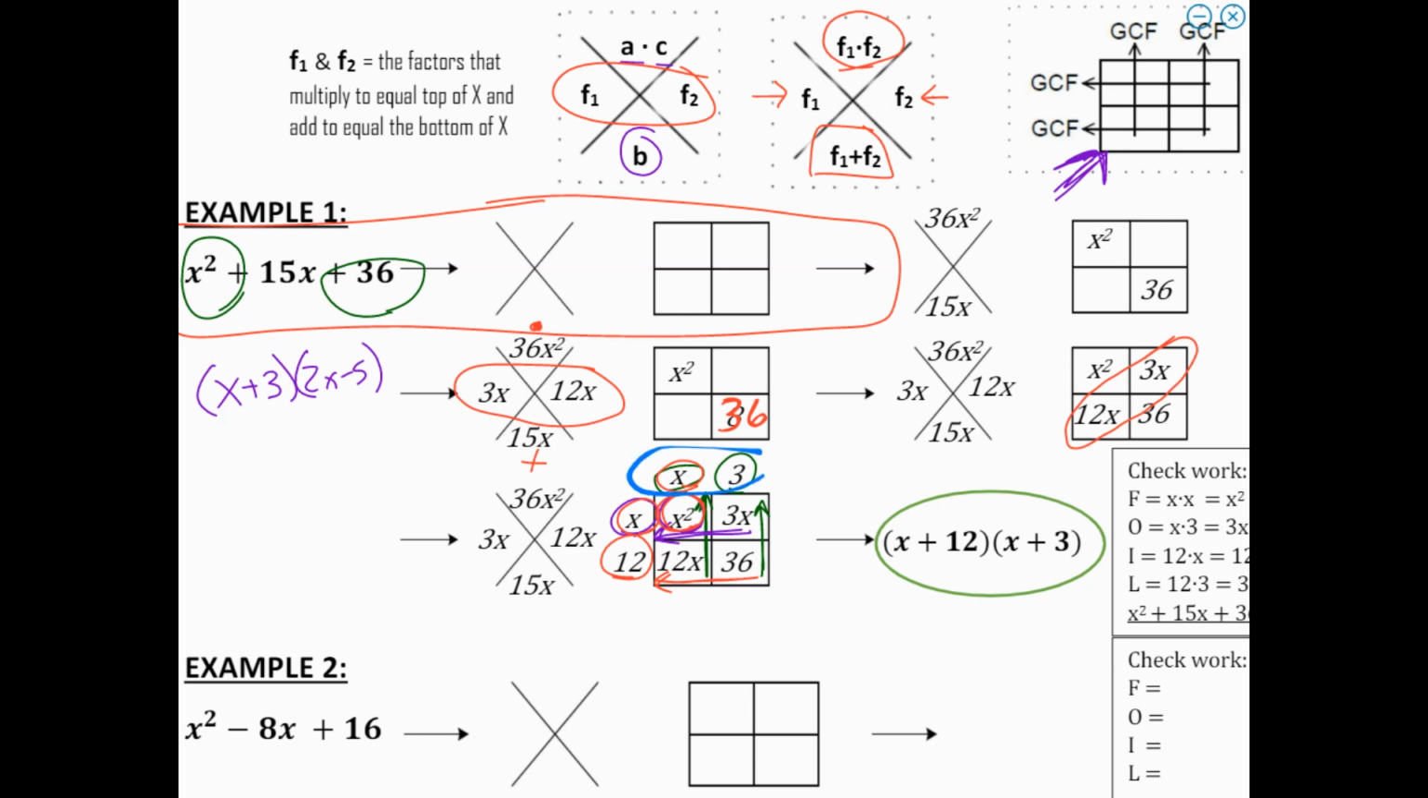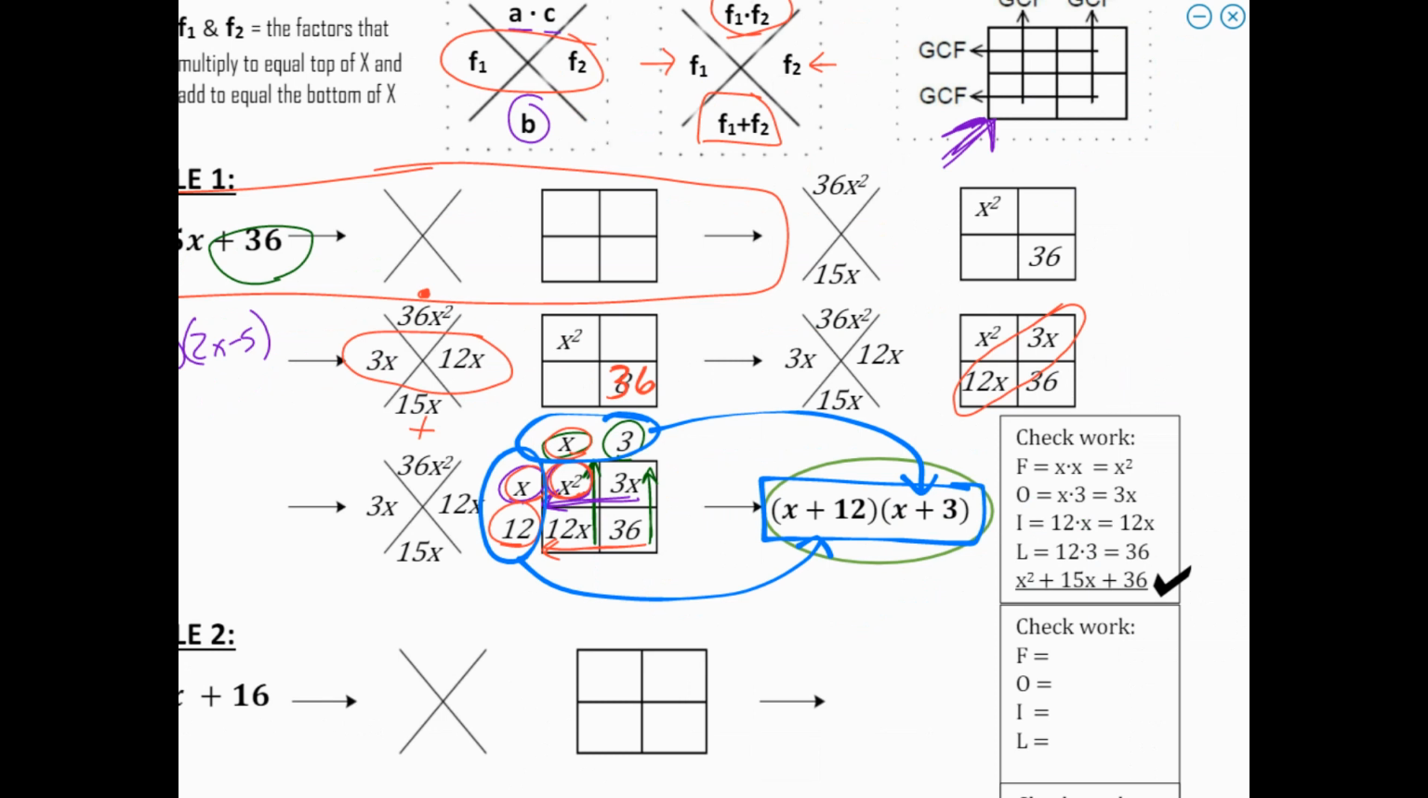So now that I know what my factors are, now it's my job to put them in parentheses for my final answer. Just giving me the box work, that's just showing me your work. You are not done until you have this answer in parentheses over here. And then I have a box over here for you to check your work using FOIL. Only because we used the box to set this up, so if we made a mistake in the box, then we can check it with our FOIL method.